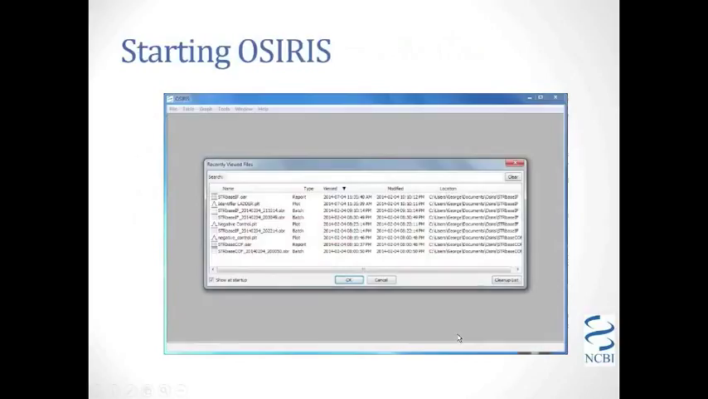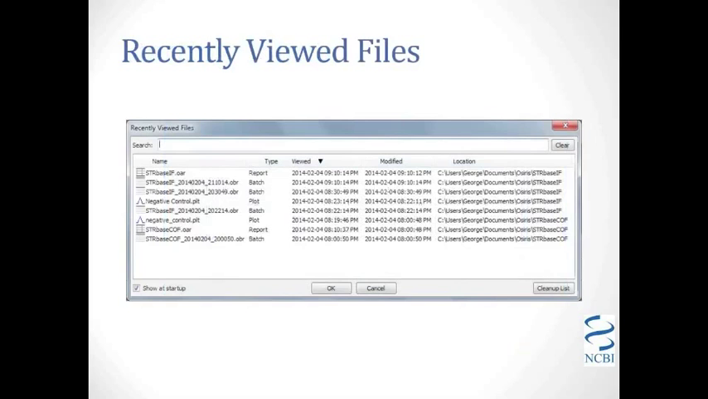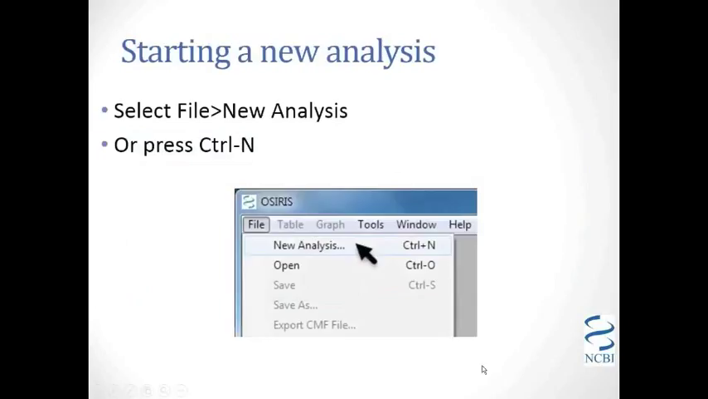So when you start OSIRIS, the first thing that you'll see is the logo, and if you have done analysis before, you'll see the recently viewed files window. If you have not done analysis before, you won't see this until you have saved some files. You can type into the search bar to restrict the files, and that way once you've got a lot of files, you can actually find what you're looking for. The cleanup list button will delete the old deleted files. When you start your new analysis, you go to File, New Analysis, or you can press Control N. This opens up the new analysis window.